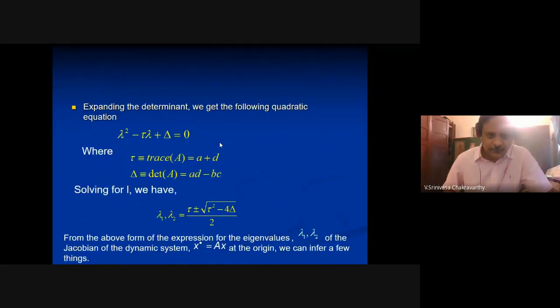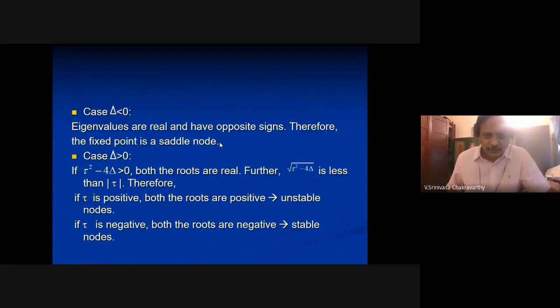Then we expressed the characteristic equation in terms of the trace and determinant. Trace is the sum of all the diagonal terms, that is a plus d, and determinant is ad minus bc. So if you express the roots of the system in terms of trace and determinant, these are the eigenvalues of the matrix A, then we can classify the fixed point that you get in terms of these eigenvalues. You have done the classification before. That is, if both are negative, both are positive, one positive, one negative, and so on.